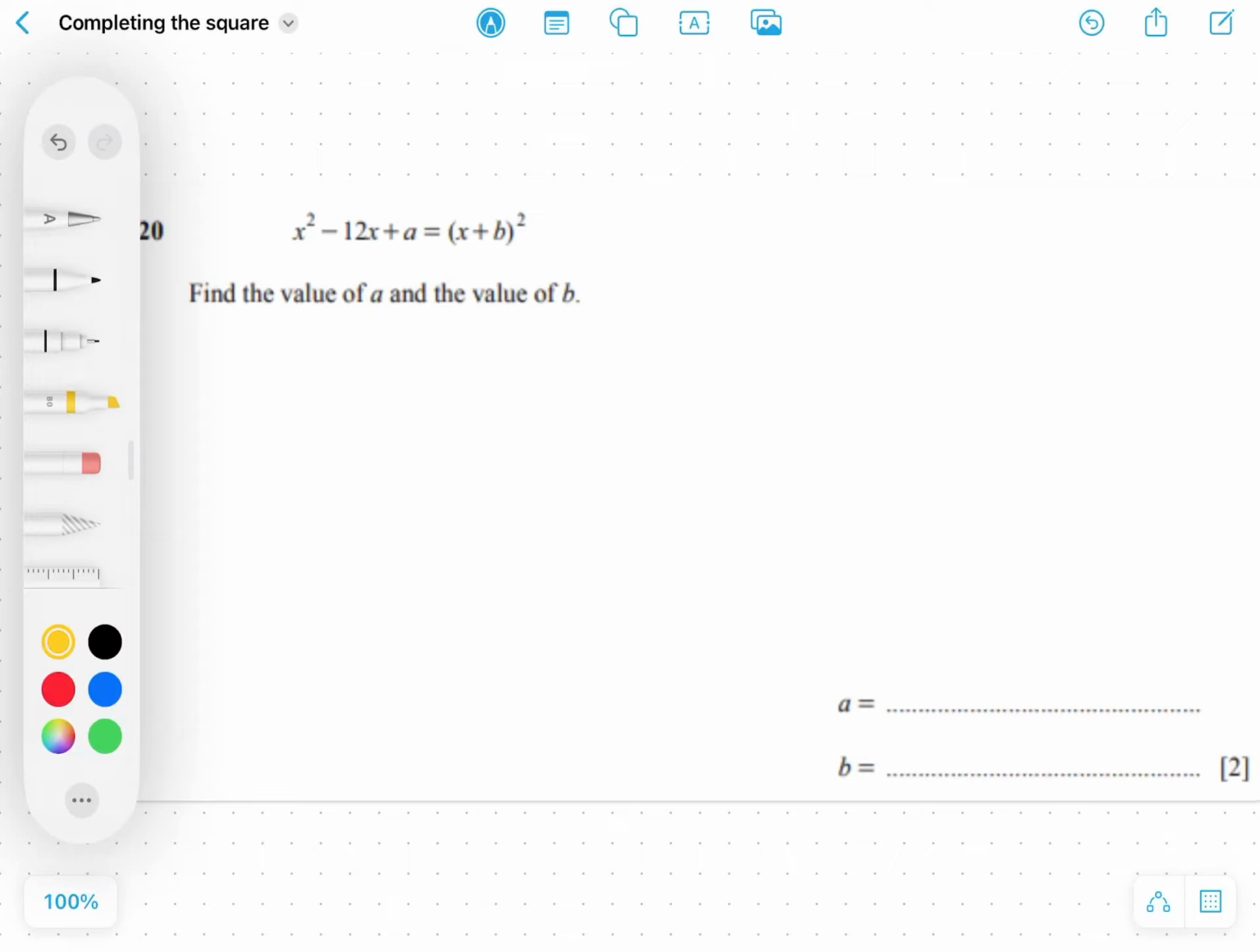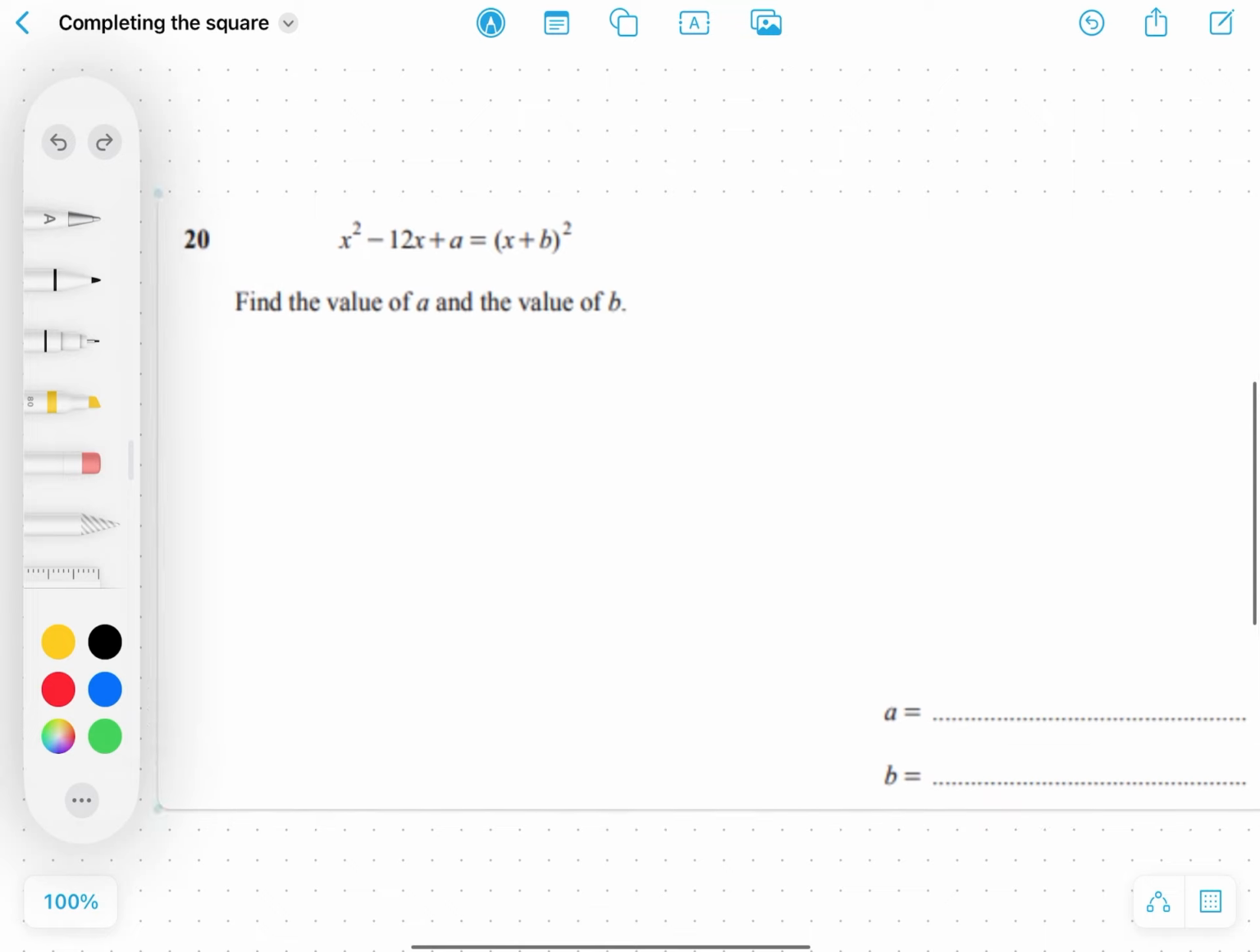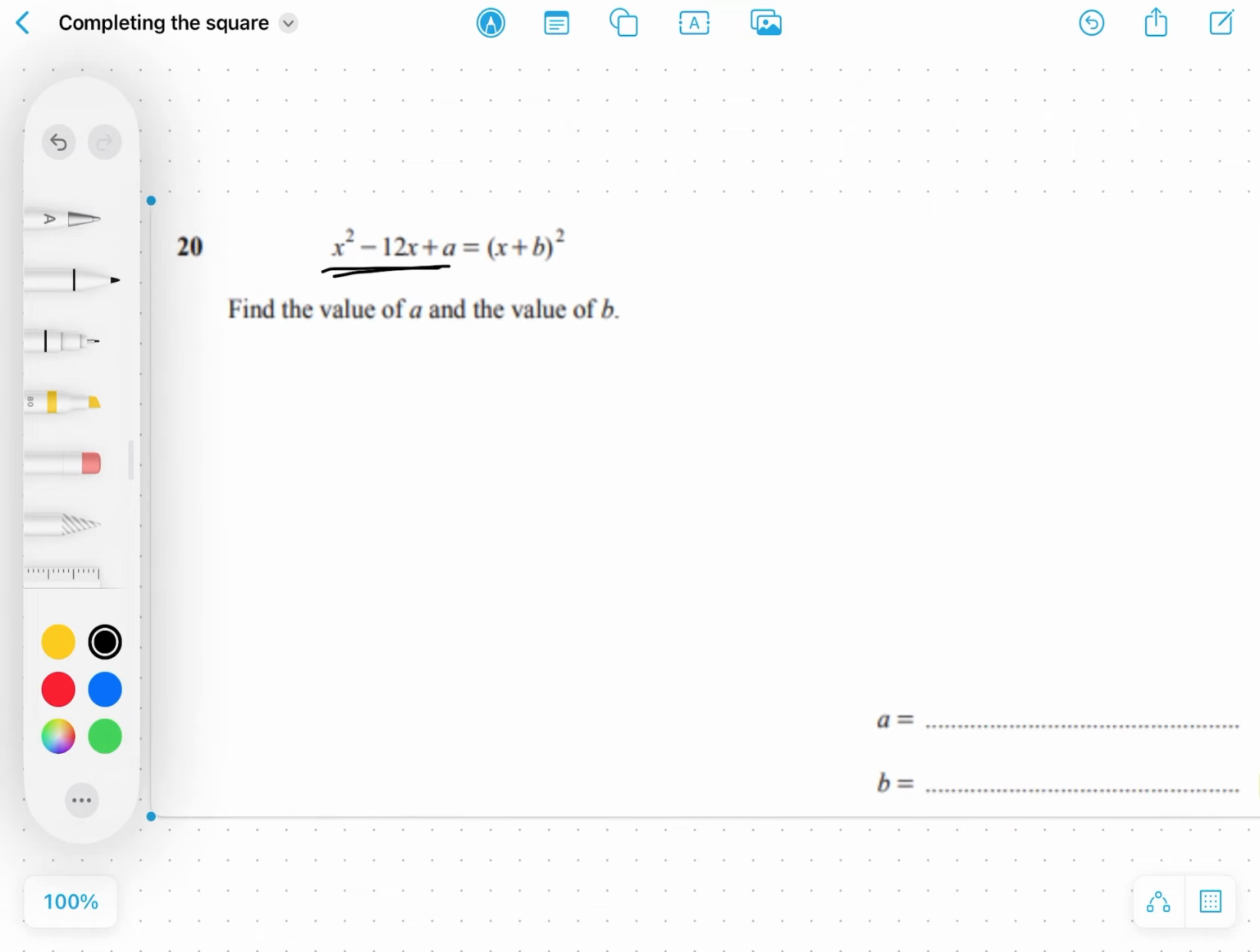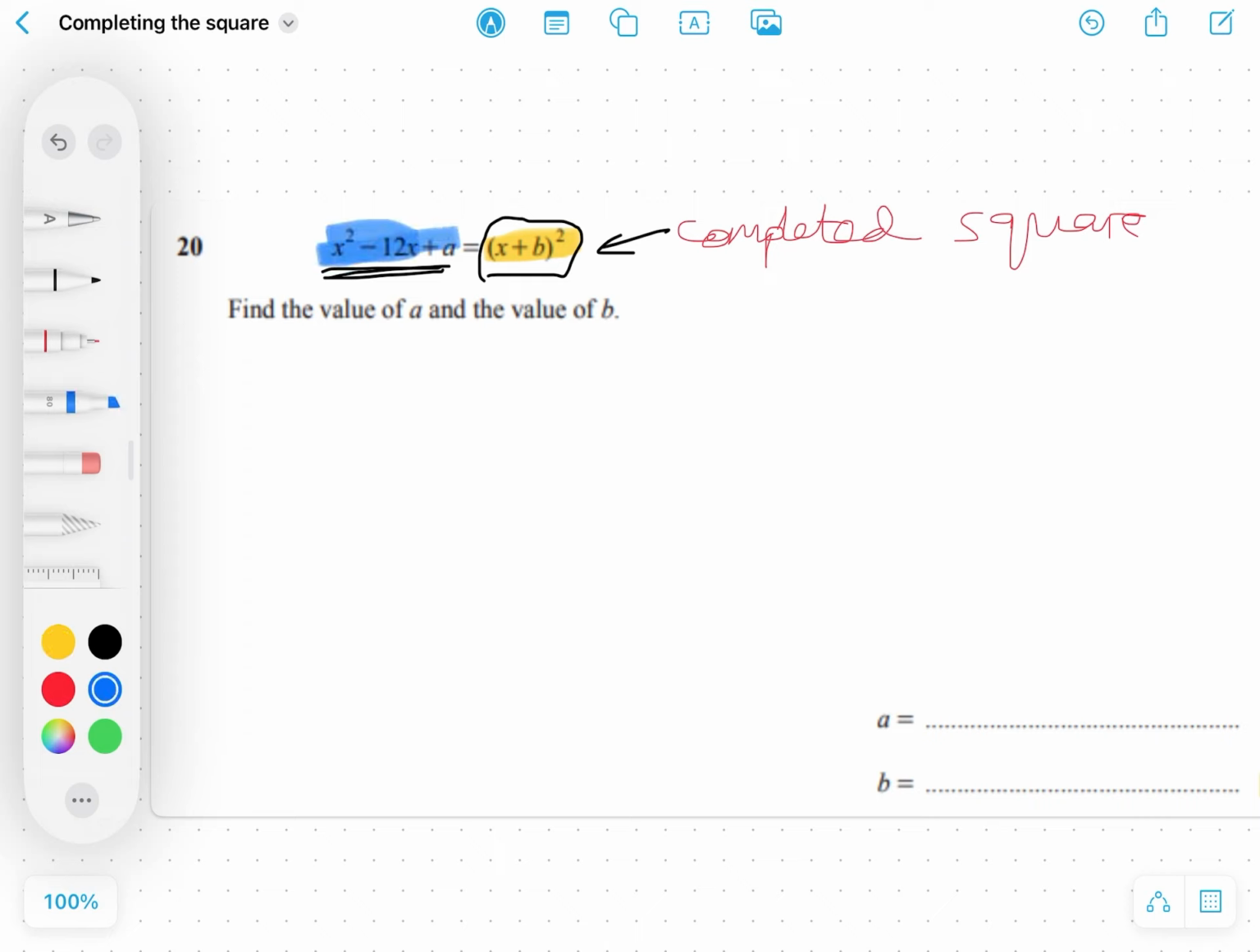Hello everyone, so in this video I'll be going through how to solve questions like these. Whenever we have a quadratic like this and they're asking us to rewrite the quadratic in this form, this form is known as completed square form. So the way to do this is we have to firstly complete the square for the original expression here.